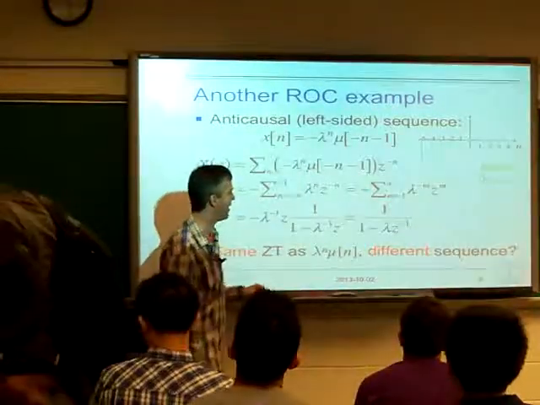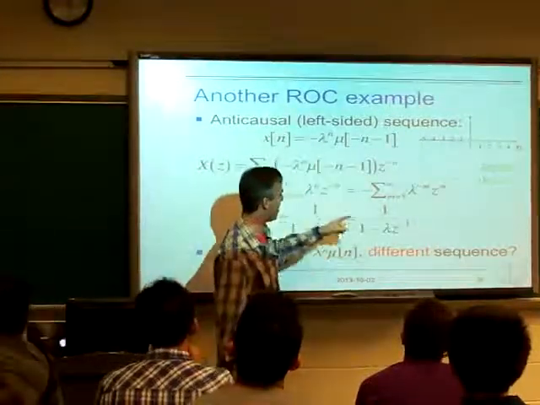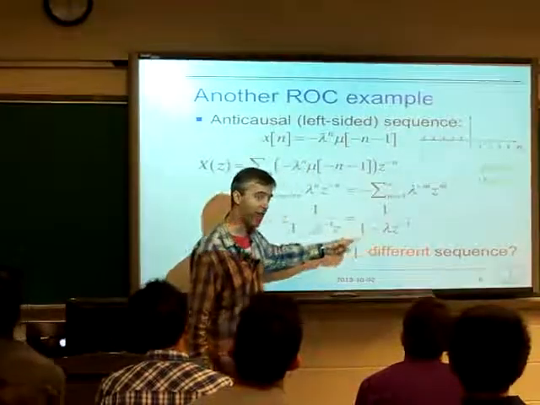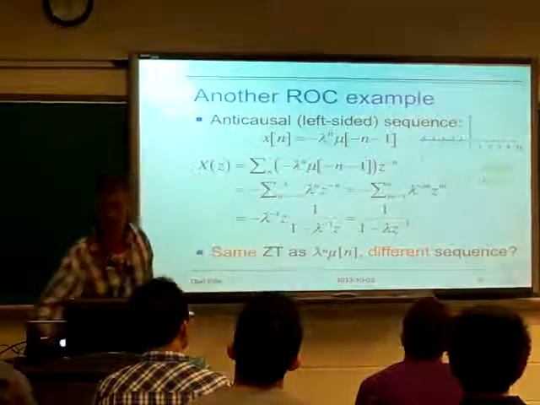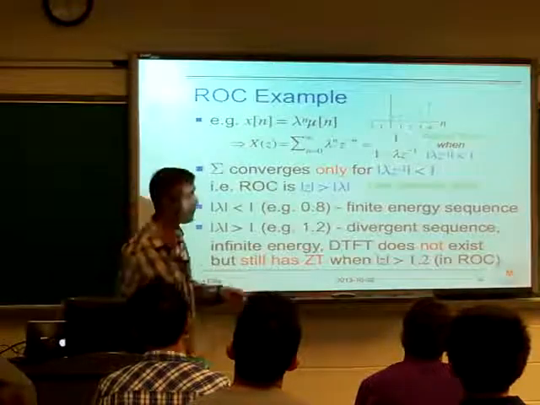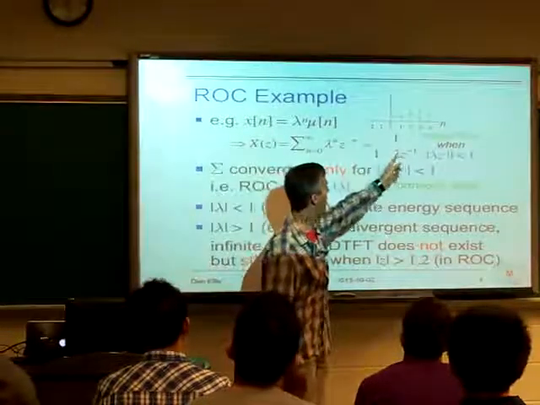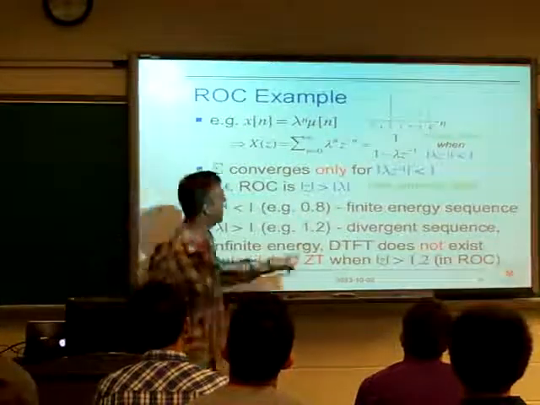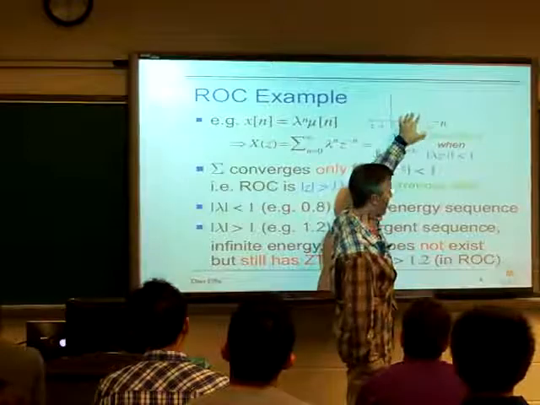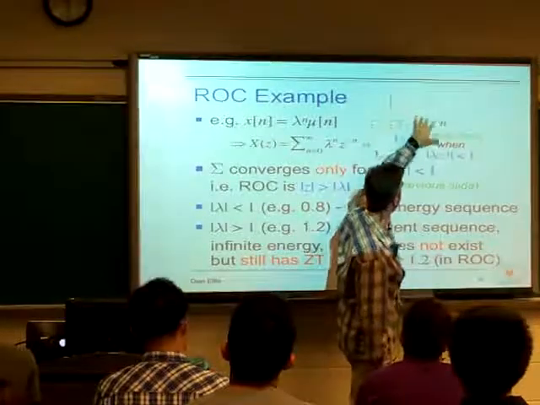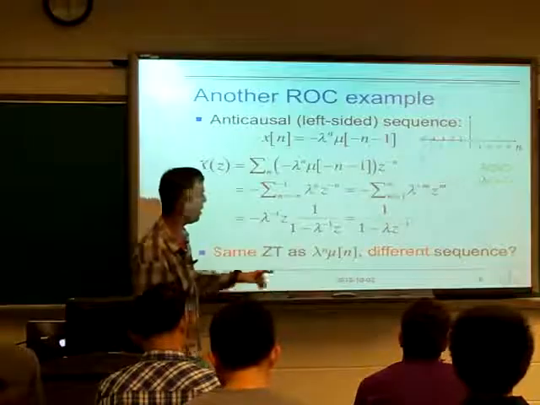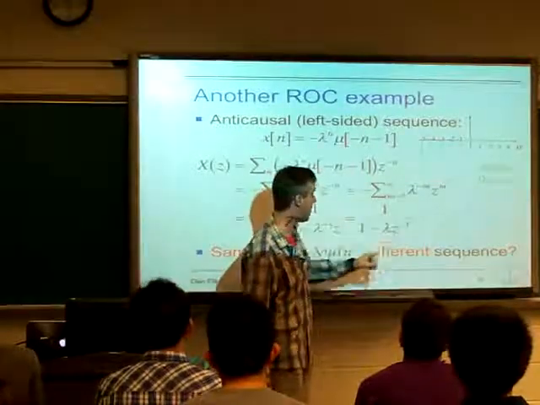Now, why did we start with this one? Because this is the same closed form expression as we had for the other sequence, right? If we go back to here, the closed form expression we get is 1 over 1 minus lambda z to the minus 1 for this sequence here. I've drawn it for a different lambda; for the same lambda, it would be a decaying sequence here. Here we get 1 over 1 minus lambda z to the minus 1, same expression.